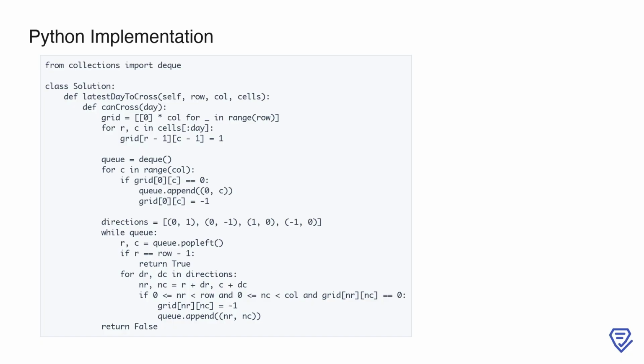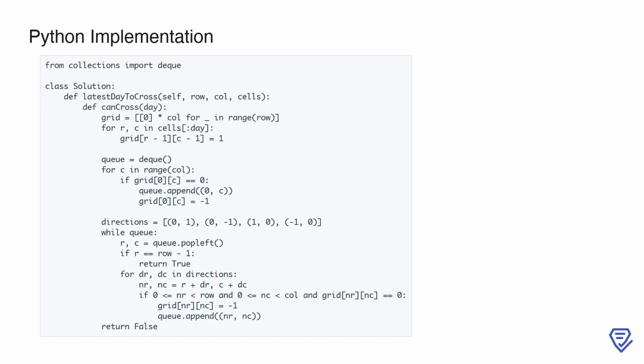After setting up the grid, we initialize a queue to perform a breadth-first search. We enqueue all the dry cells in the first row, marking them as visited by setting their value to -1. We also define a list of directions, representing the possible movements: right, left, down, and up. Using this, we process each cell in the queue.